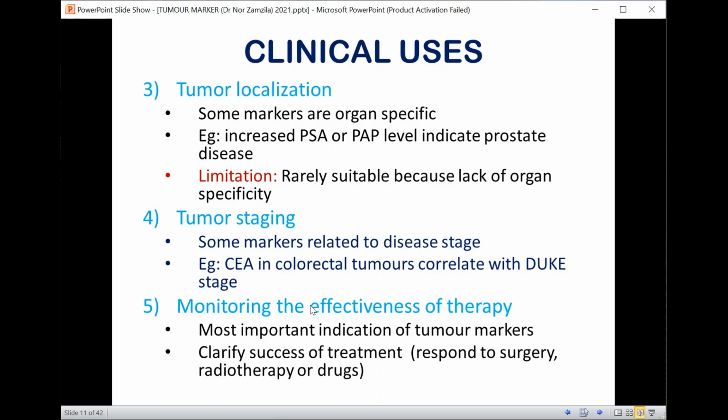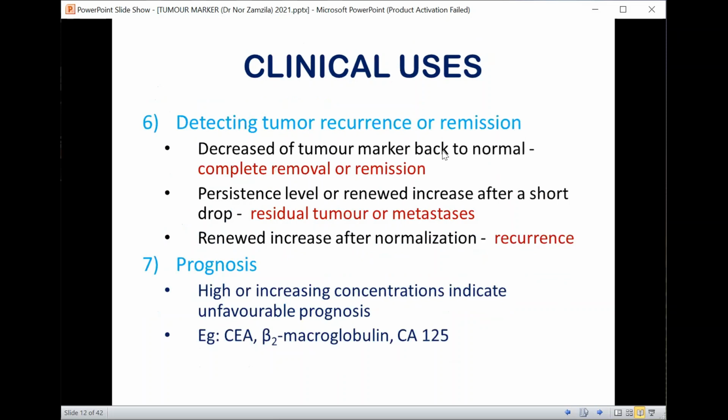And the most important clinical use of tumor marker is for monitoring the effectiveness of the treatment, whether monitoring the effect after surgery or after you give the chemotherapy to the patient. So by looking at the level of tumor marker, we can say whether the treatment is success or not success. Next, another use for tumor marker is to detect the tumor recurrence or remission.